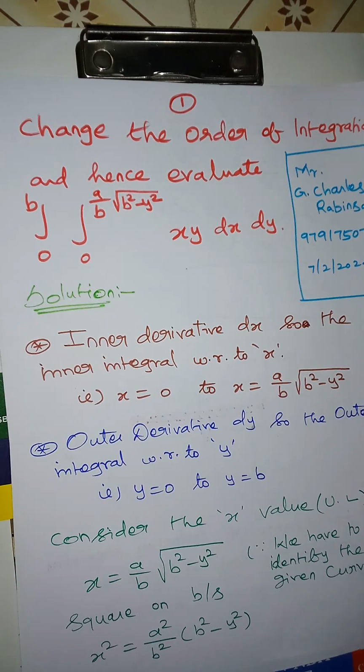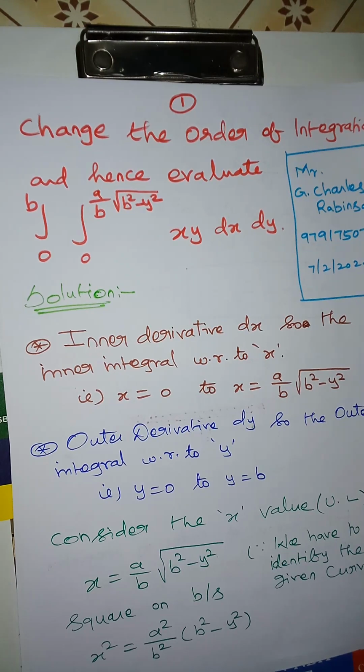So the respective inner integral, 0 to a by b square root of b squared minus y squared, is the range for x. Go to the outer differential, that is dy. Similarly, the outer integral 0 to b is only for y. First of all, be clear about this, then go to the solution.